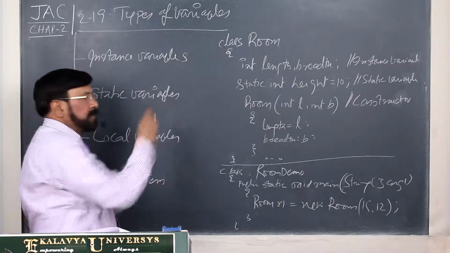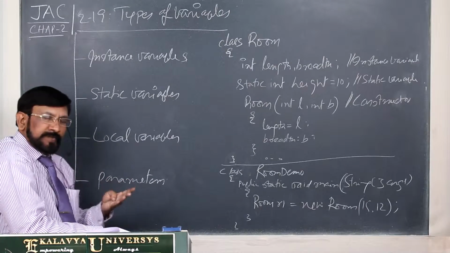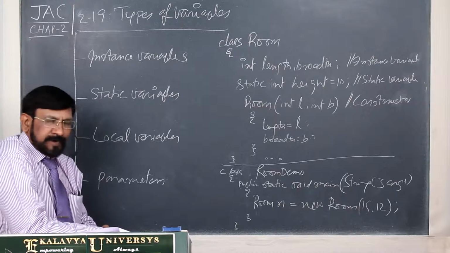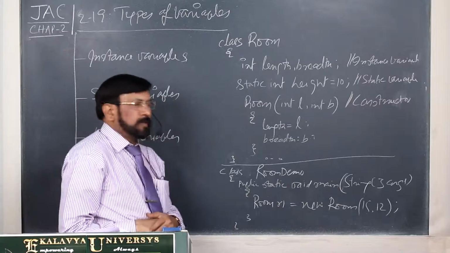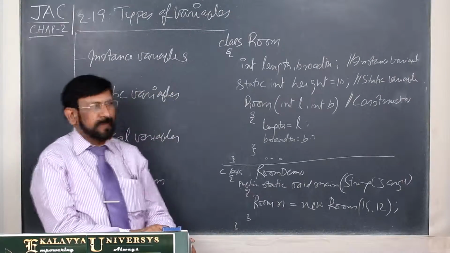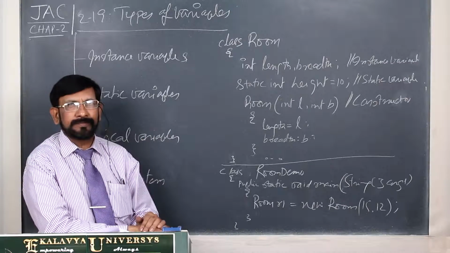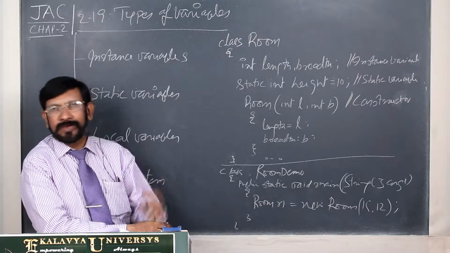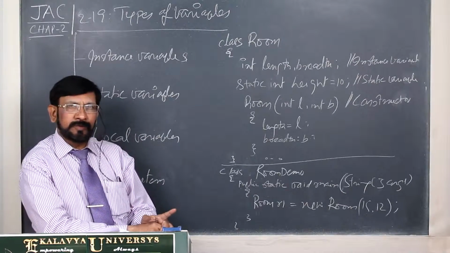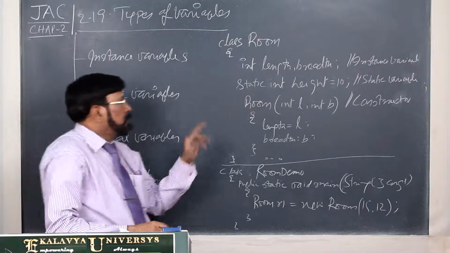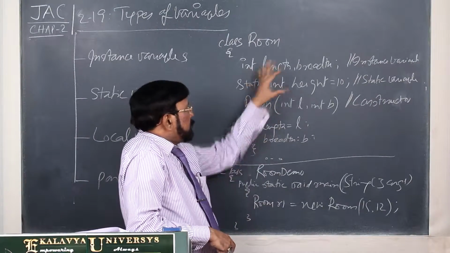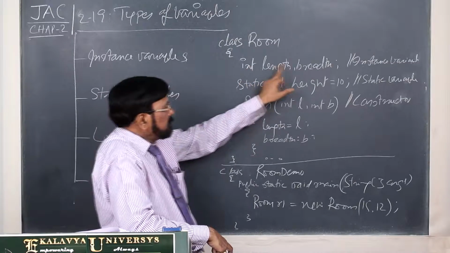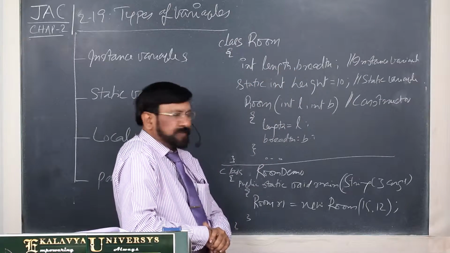All variables can be classified into four groups: instance variables, static variables, local variables, and the parameters. As far as instance variables are concerned, instance means object oriented variables. With reference to an object only we can use them, that is the meaning. These are also known as fields, also instance fields. Now in this case, the room example, a well known example from the beginning, we are using as a basic example. Length and breadth I have taken as instance variables.